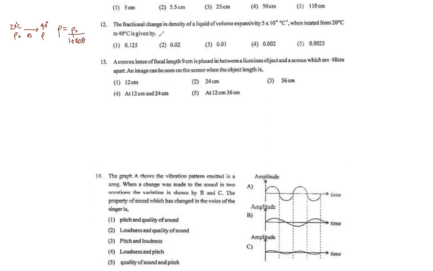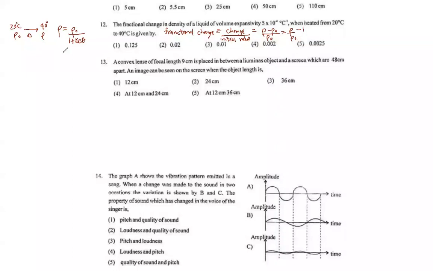Okay, right. What is the meaning of fractional change? Fractional change will be equal to change divided by initial value. So what is the change? Change is rho minus rho naught, correct? Over initial value, which is rho naught. So what we need is rho over rho naught minus 1. Do you agree with me or not? This is the definition for fractional change.